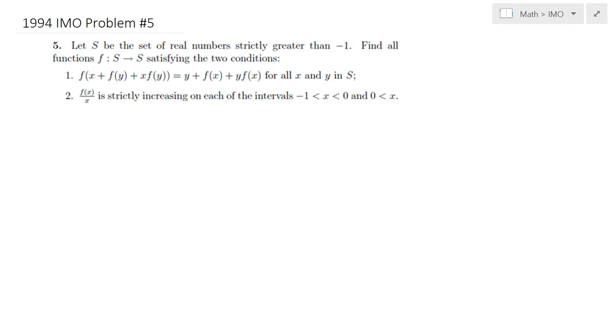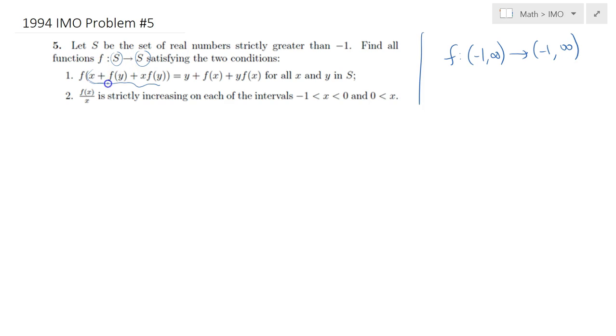Here is a view of this problem. Let S be the set of real numbers strictly greater than -1. Find all functions f from the set S onto S such that the following two conditions are satisfied. Let's first start by inspecting if the problem makes sense. So we have a function f which maps from -1 to infinity to -1 to infinity apparently.